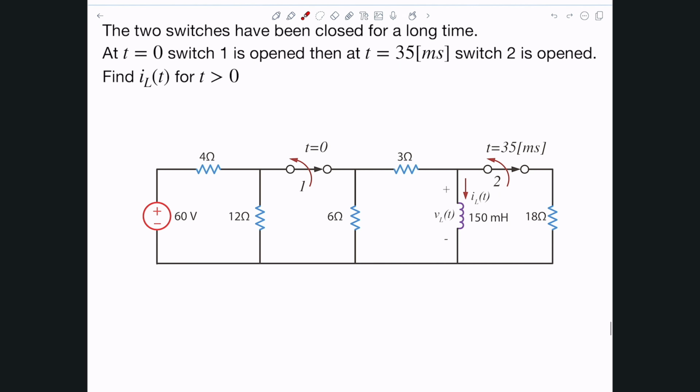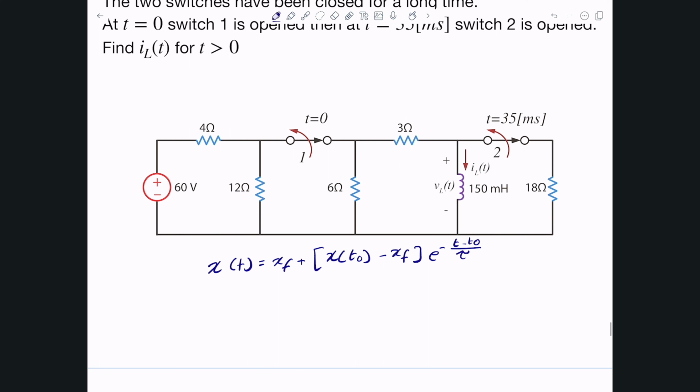The very first thing I'm going to do is write the equation that describes them, which is the general solution for differential equations. Whether it's i or v, x of t is simply x final plus x at t0, not necessarily 0, minus x final, times e to the negative (t minus t0) divided by tau. Again, t0 doesn't have to be 0. In here, the very first one will be 0, but the second one will be 35 milliseconds, and we'll see it now.